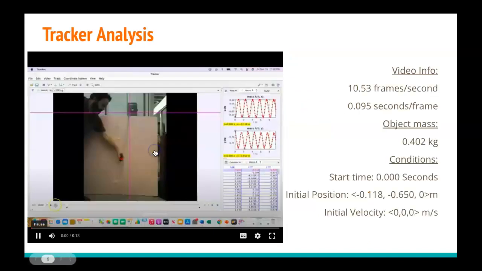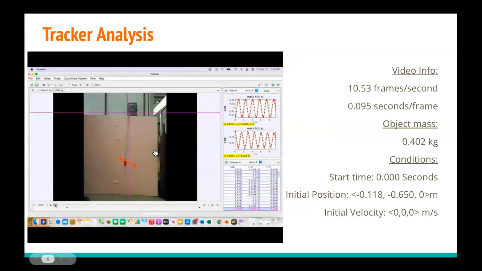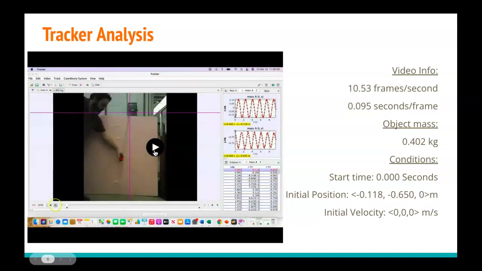The video of the tracker analysis. The tracker analysis gives us 0.095 seconds per frame. We know that the object mass is 0.402 kilograms, and the initial conditions are that the start time is equal to 0 seconds. The initial position and initial velocity are listed here as well.